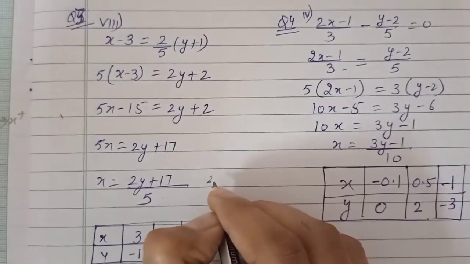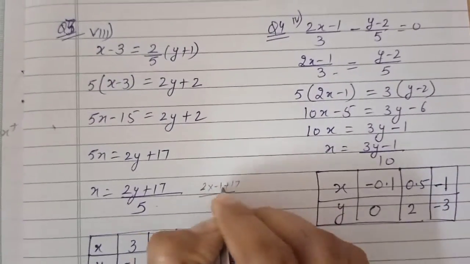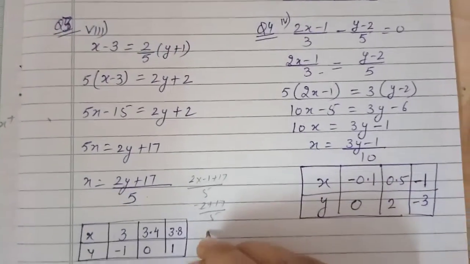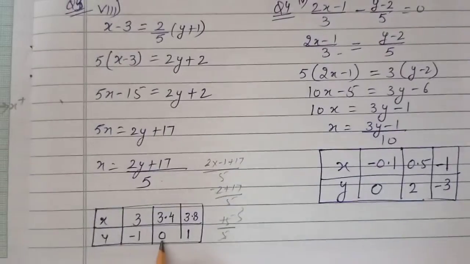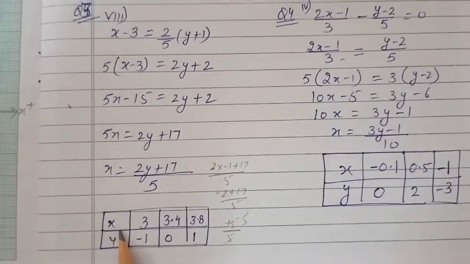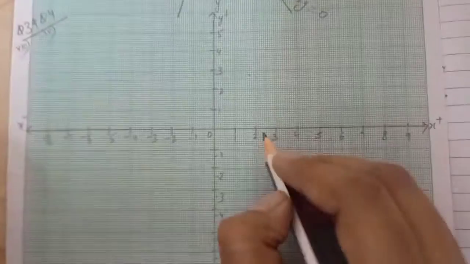2 into minus 1 plus 17 over 5. This will be what? Minus 2 plus 17 over 5. 17 minus 2, 15 over 5 will make it 3. Clear? So this way different values. I put 0. Then I put 1. And I obtain the values of x. Now let us plot these points on the graph.